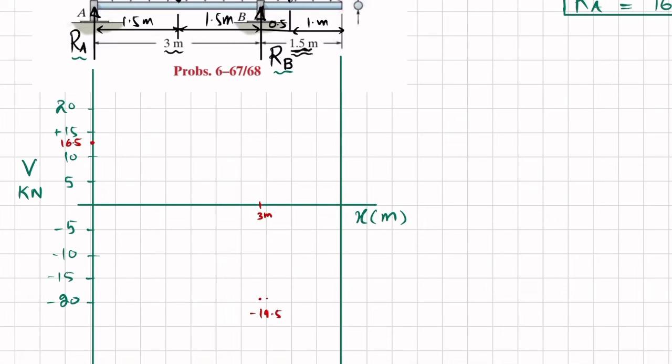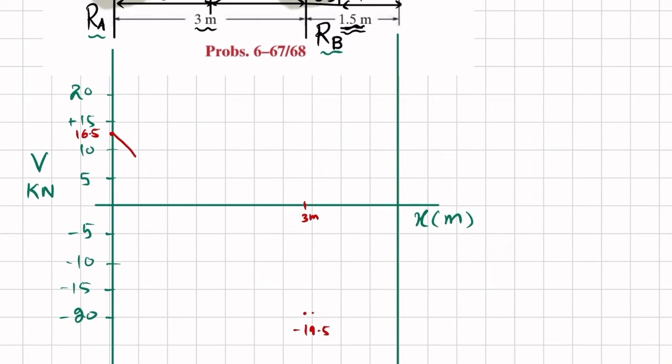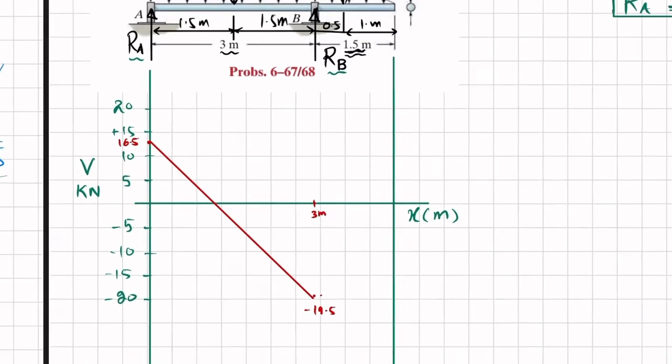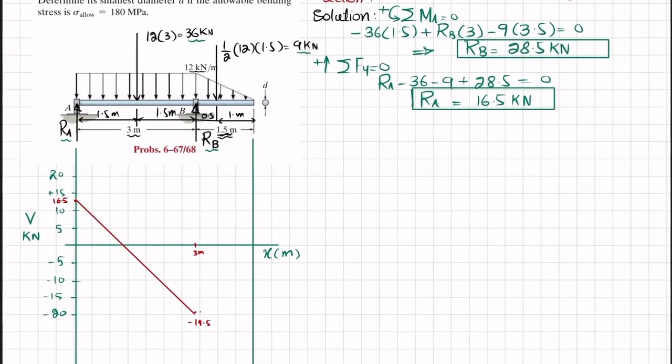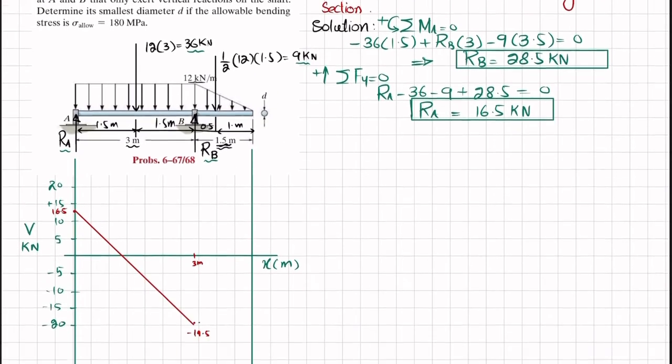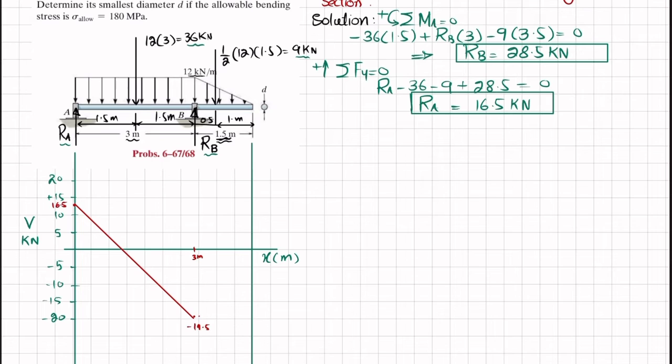Okay, let me try like this. It will be a straight line joining these 2 points. Okay, now you can see that I have joined these 2 points, clear, and at this point we have RB upward, which is equal to 28.5.